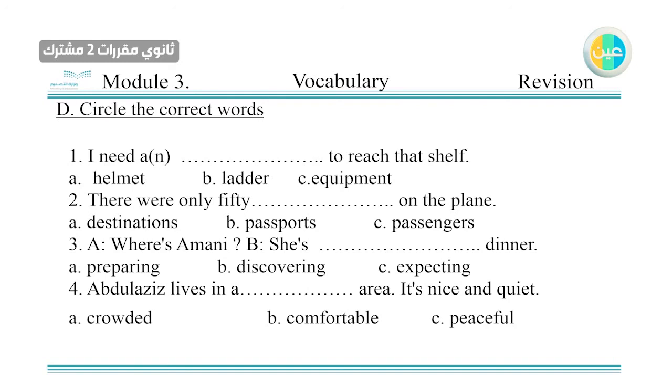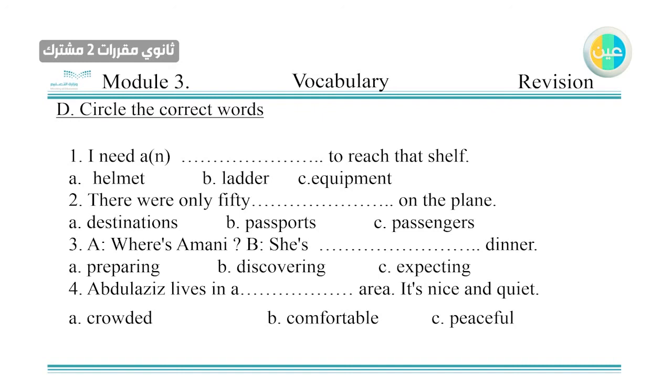All of them are nouns, and as you notice, I need "a" and "an." I did not give you any clue here because I don't want you to think, okay, she's given us a clue. You have to complete the sentence to understand why I chose that word. Number 1, to reach that shelf, what do you need? Number 2, you have on the plane to guide you. What is on the plane? Which word goes with that sentence? Number 3, dinner, and what is Amani doing? Number 4, Abdulaziz lives in an area, and that area is nice and quiet. So think about the content itself when you choose the word.